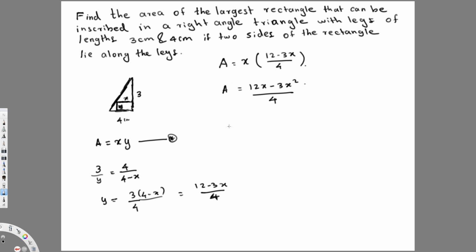So if I find the derivative of this one, it's going to give me (12 minus 6x) over 4. If I equalize this to 0, the bottom will multiply by 0 and cancel anyway, so we only have to consider the numerator. So it's going to be 12 minus 6x. Therefore 6x is equal to 12. x is going to be equal to 2.